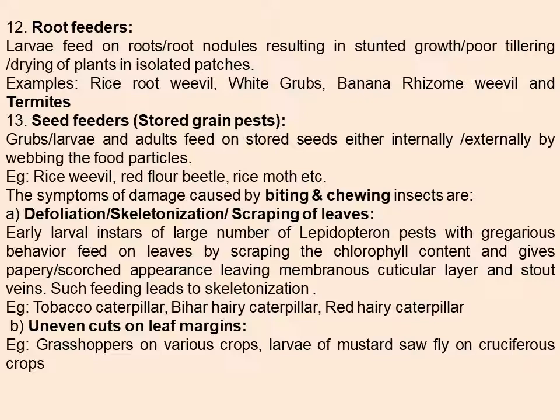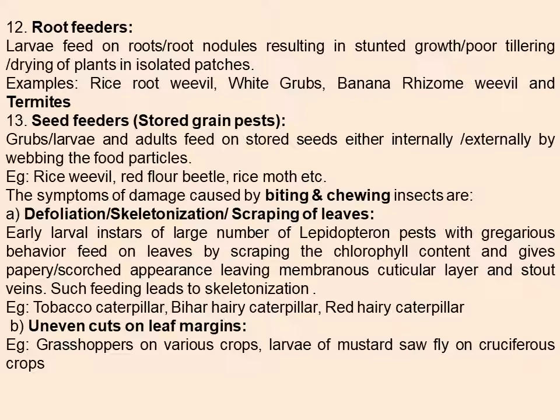The symptoms of damage caused by biting and chewing insects are defoliation, skeletonization, scraping of leaves. Now, the early larval instars of a large number of lepidopteran pests with gregarious behavior feed on leaves by scraping the chlorophyll content and give a papery or scorched appearance, leaving the membranous cuticular layer and stout veins. Such feeding leads to skeletonization, like the tobacco caterpillar, the Bihar hairy caterpillar, the red hairy caterpillar, which of course in our area is known as the katra.